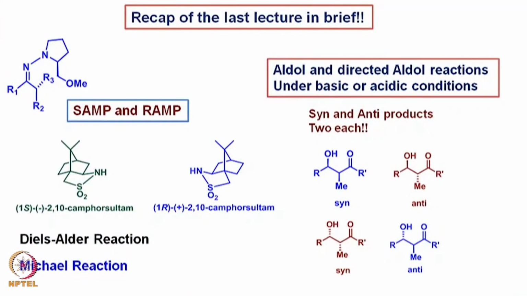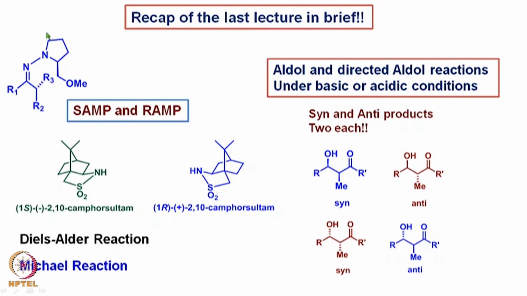Before we proceed further, we will briefly look at what we did last time and then go to new aspects of the reactions that we were discussing. Last time towards the end we looked at many aspects of the SAMP and RAMP based CC bond formation. As you can see, this is a SAMP based hydrazone, and when we carry out a CC bond formation next to this hydrazone moiety, then of course we induce asymmetry. Likewise, we have done the reactions with the RAMP.